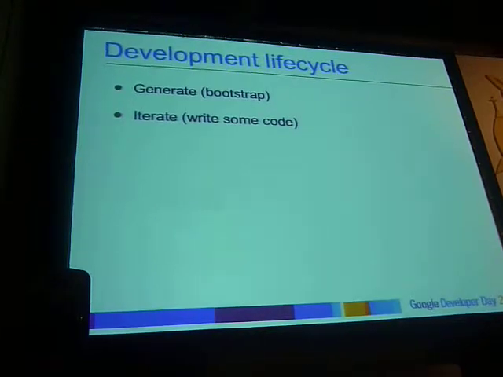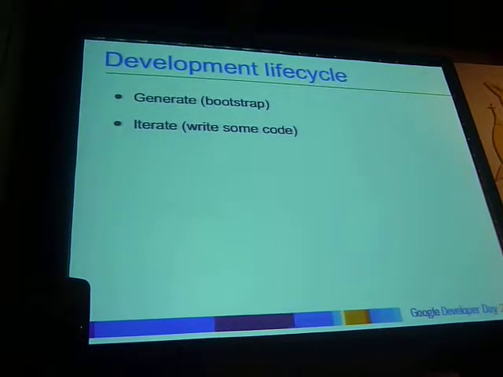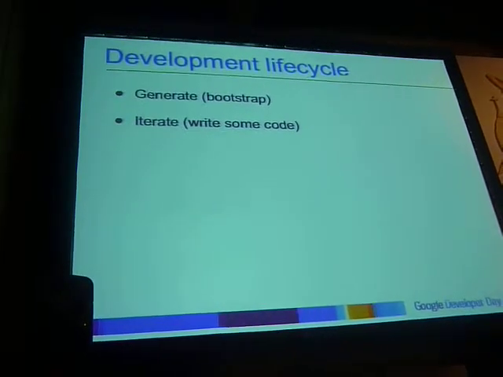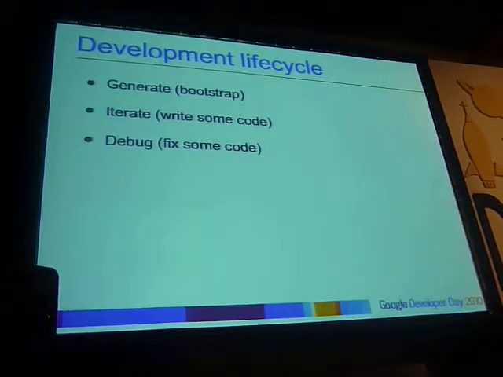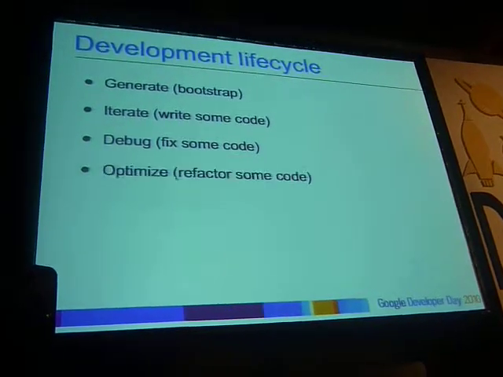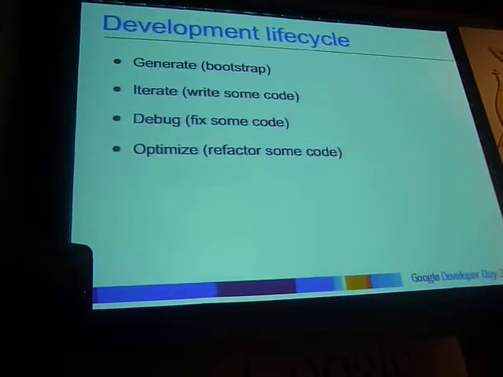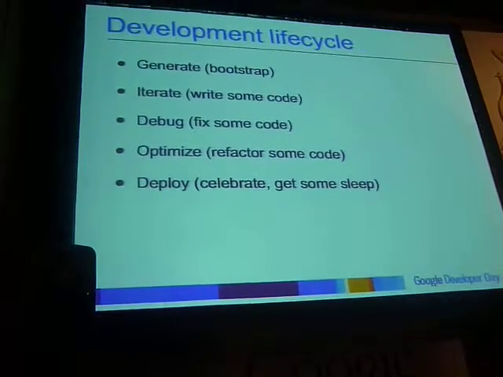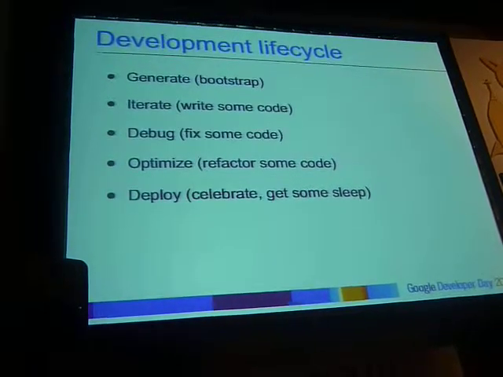Well, once you have that, you want to iterate. You want to write some code. This is actually where the fun begins, because then you've got a great environment, you might have a small team you're working with, and you're just in a really fast cycle. Then you get close to the end, you want to start debugging, so you want to fix some code. You're going to optimize some code, like you're at that last 20, 10, 5% of your application, and then you ship, right? So go celebrate, get some sleep. So this is the typical development life cycle.